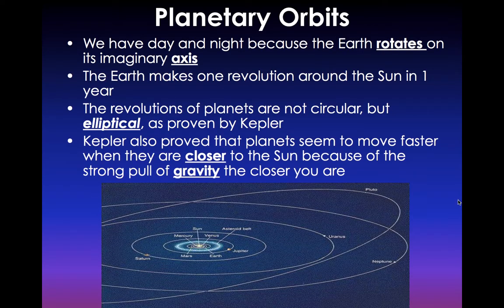This is talking a little bit about orbits. We have day and night because the Earth rotates on its imaginary axis. You guys all know that Earth has that imaginary axis, and it's kind of tilted. The Earth makes one revolution around the sun in 1 year. The revolutions of planets are not circular but elliptical. We've talked about that when we learned about comets. Kepler also proved that planets seem to move faster when they are closer to the sun because of the strong pull of gravity the closer you are.